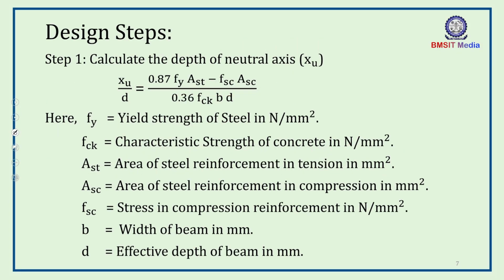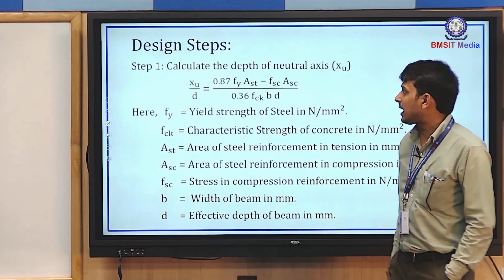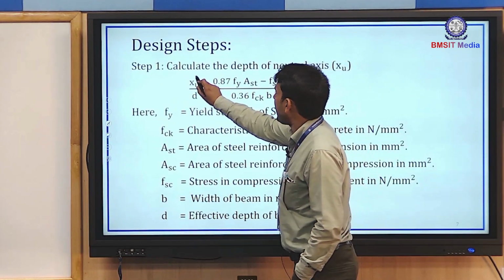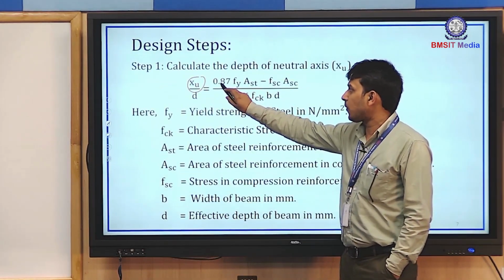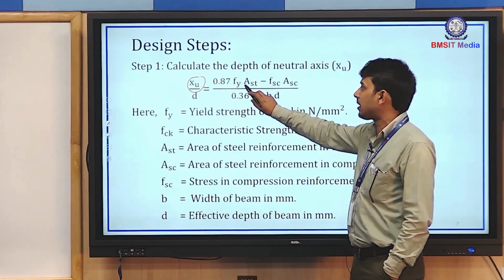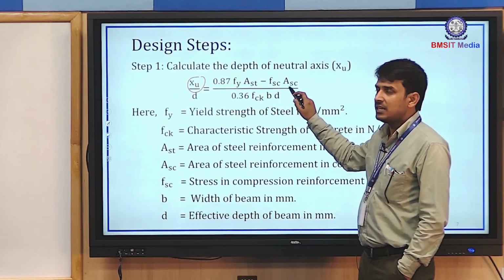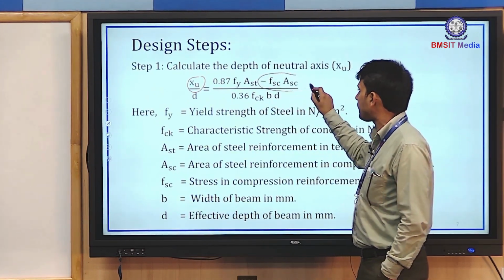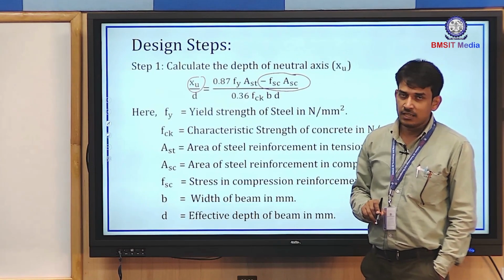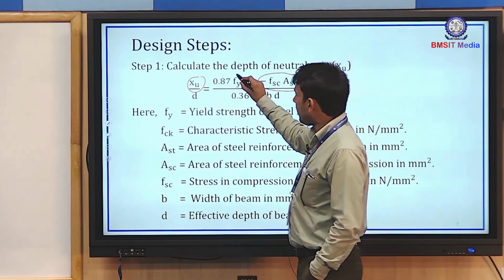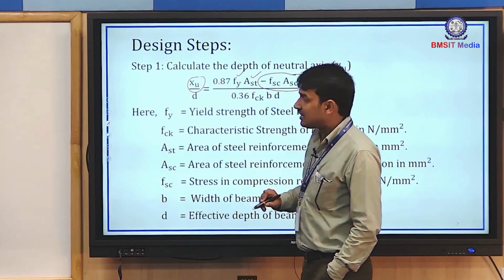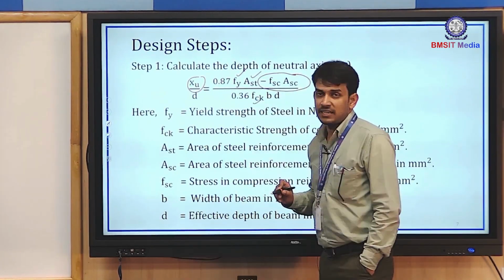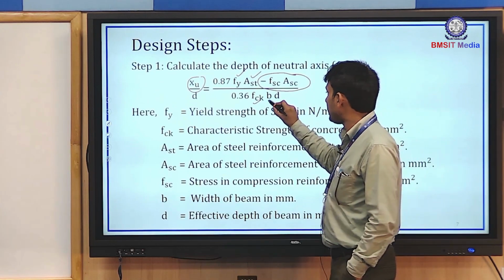So now what are the design steps? First step, we have to calculate Xu by d, or Xu, that is the depth of the neutral axis. This is the formula we have. Earlier, in the singly reinforced beam, we had 0.87 fy Ast equals 0.36 fck b Xu. Now this section also comes with the minus fsc into Asc. Everything we have: fy is the yield strength of the steel, Ast is the area of steel in the tension zone, fck again is the characteristic strength of the concrete, and b and d.